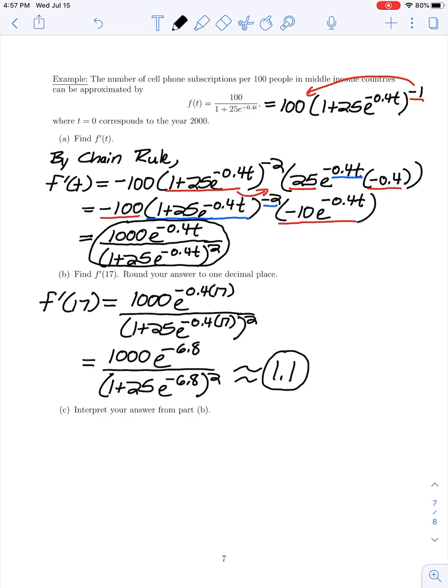Now in part C, we're asked to interpret the answer that we just found from part B. So let's think about what we were finding here. We evaluated the derivative at the value t equals 17, and we were told in the problem statement that t equals 0 corresponds to the year 2000. So we could start by saying here t equals 17 corresponds to the year 2017, since t equals 0 was the year 2000.